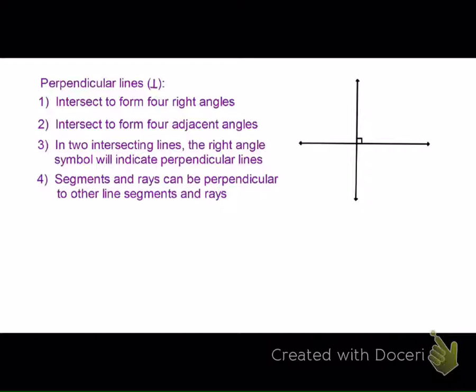Okay. So perpendicular lines intersect to form 4 right angles. To label a right angle, you use this square. This means right angle. What do you guys know about a right angle? How many degrees is a right angle, Olivia? So intersects to form 4 right angles.